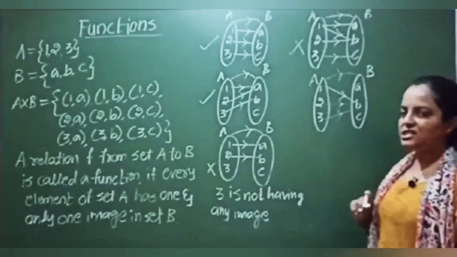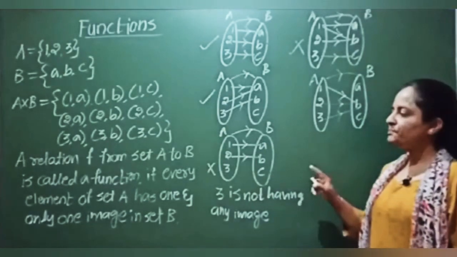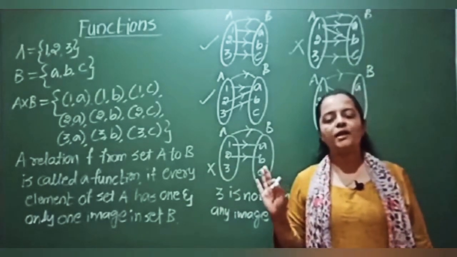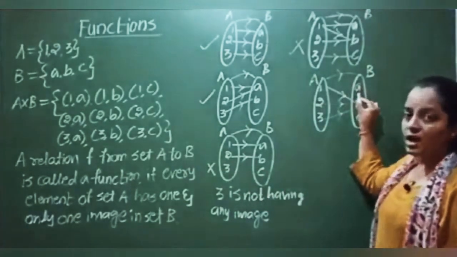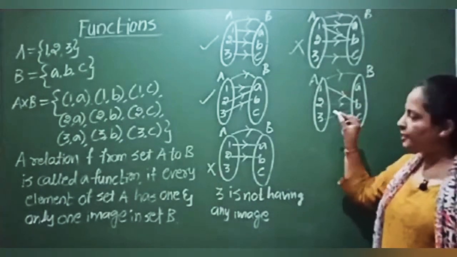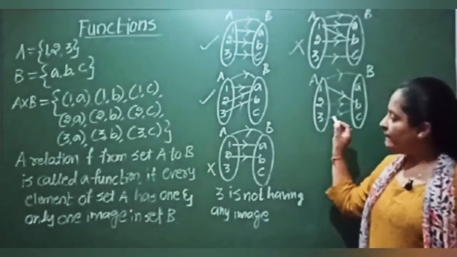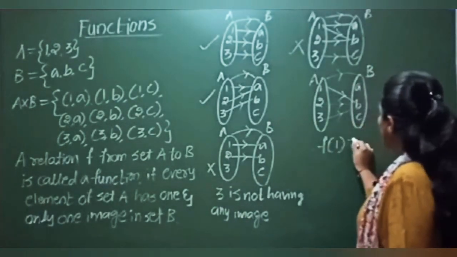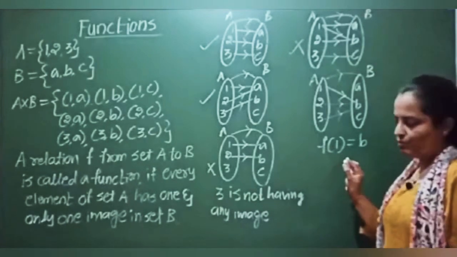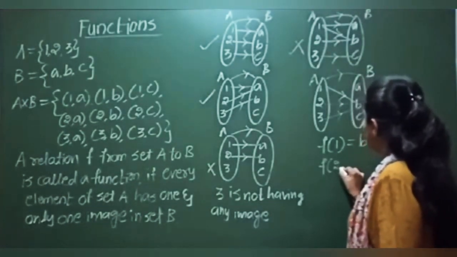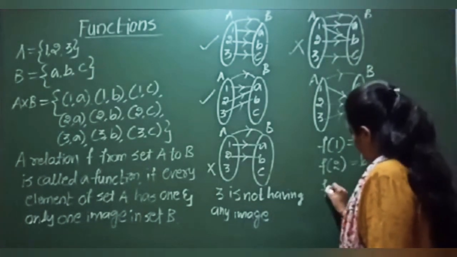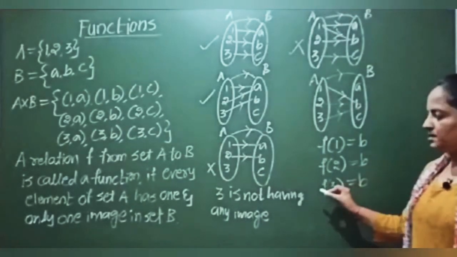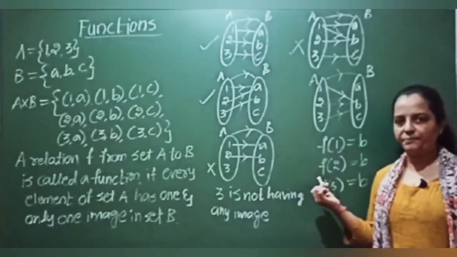And now we'll think whether this is a function or not. So what is the definition of a function? Every element in the set A should have one and only one image in the set B. 1 is having an image, yes, that is correct. 2 is also having an image, that is correct. 3 is also having an image, that is also correct. So B is the image of 1, and B is also the image of 2, and 3 is also having the image B, right? So B is the image of 3.